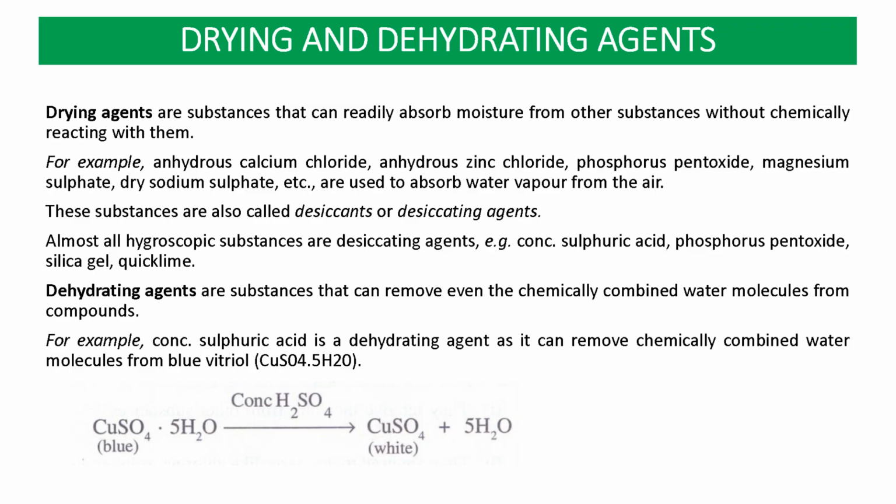The next topic is drying and dehydrating agents. So what are drying agents? Drying agents are substances that absorb moisture from another substance without chemically reacting with it. Means they are not going to react chemically, but they absorb the moisture of another substance. So we call these agents drying agents, like anhydrous calcium chloride, zinc chloride, phosphorus pentoxide. These all are drying agents.